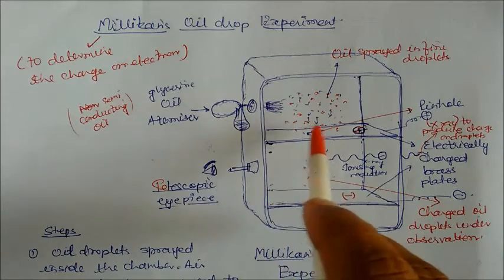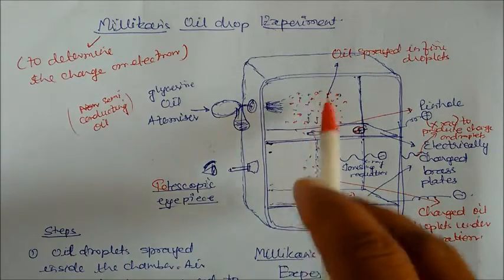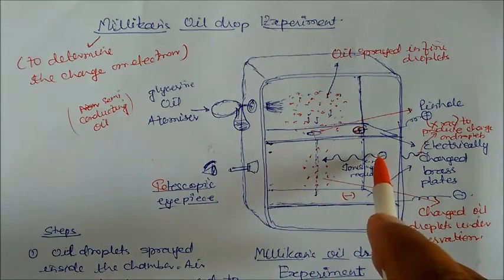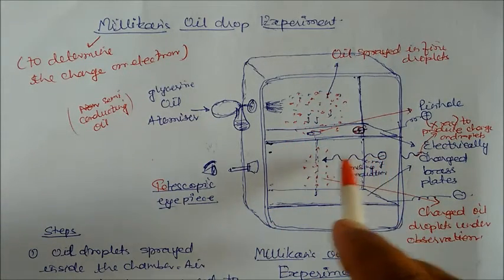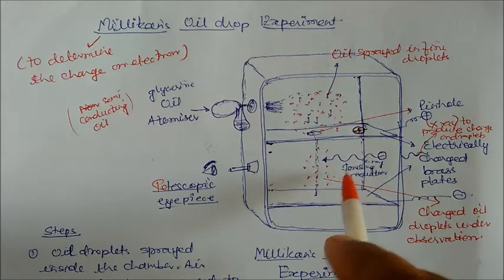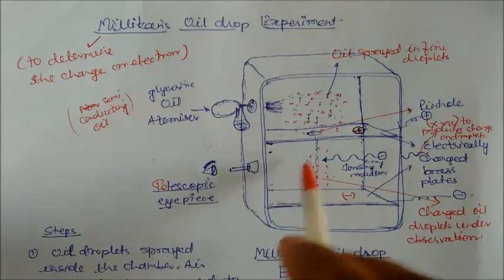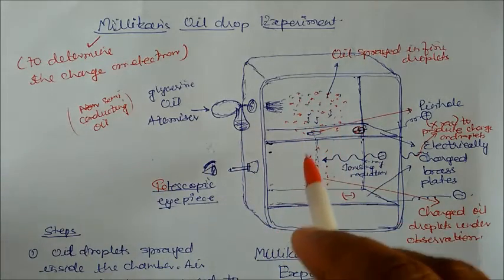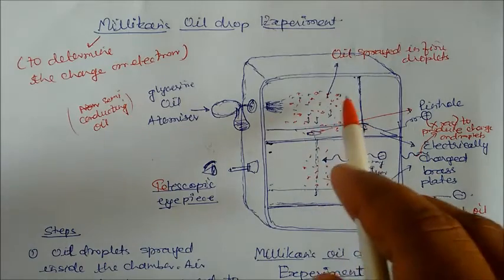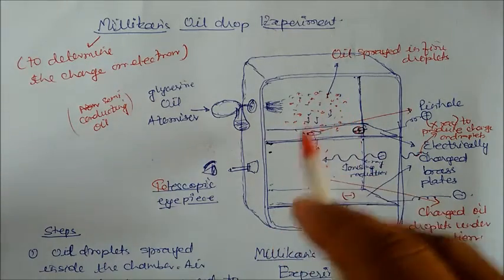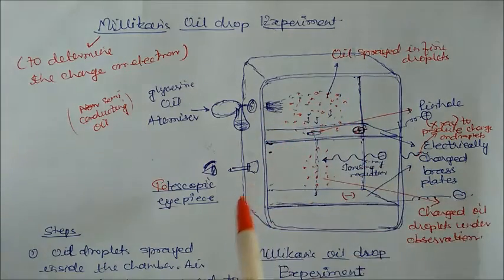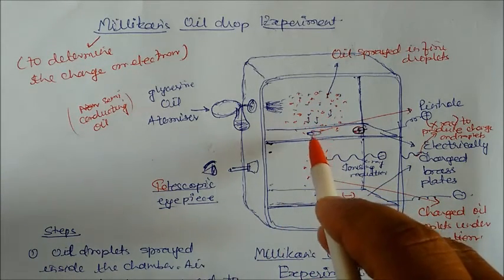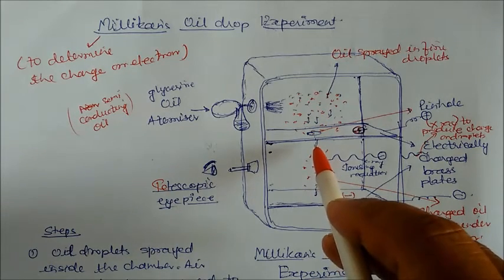So on spraying, what happens? These drops will spray in the atmosphere, and this whole chamber is filled with electromagnetic radiation, X-ray radiation. X-ray radiation is an ionizing radiation. So this radiation will ionize the air present in the atmosphere. The charge present in this atmosphere will deposit on the oil, and they will fall. On falling slowly, they will fall through this hole, so it will go straight.